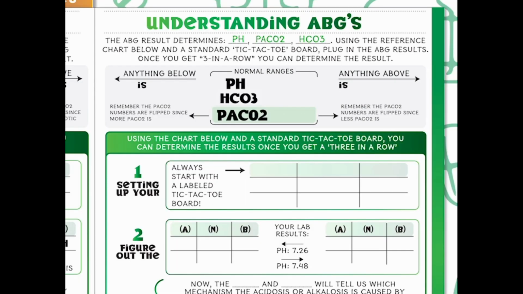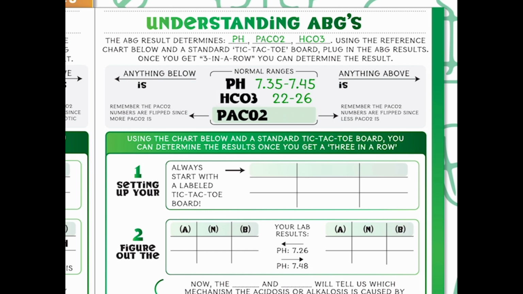Using the reference chart below and a standard tic-tac-toe board, we're going to plug in our ABG results. Once we get 3 in a row, we can determine our result. Let's talk about our normal ranges again. What should those normal ranges look like? Our pH should be 7.35 to 7.45. Our bicarb is going to be 22 to 26.